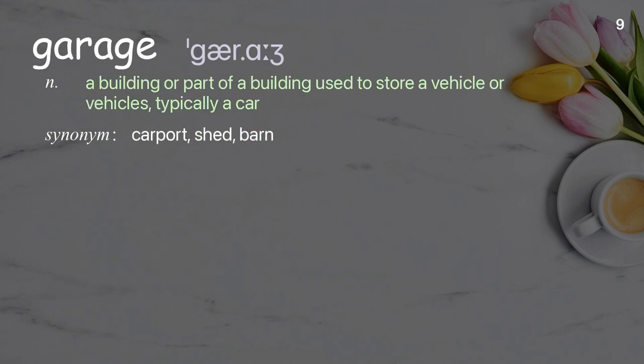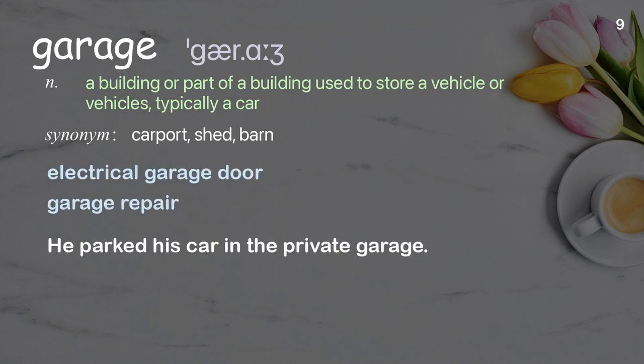Garage. A building or part of a building used to store a vehicle or vehicles, typically a car. Examples. Electrical garage door. Garage repair. He parked his car in the private garage.